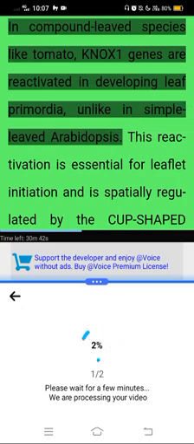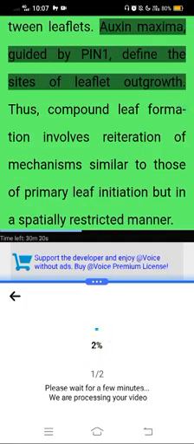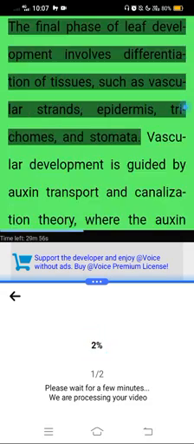In compound leaf species like tomato, KNOX1 genes are reactivated in developing leaf primordia, unlike in simple-leaf Arabidopsis. This reactivation is essential for leaflet initiation and is spatially regulated by the CUP-SHAPED COTYLEDON, CUC, genes, which define boundaries between leaflets. Auxin maxima, guided by PIN1, define the sites of leaflet outgrowth. Thus, compound leaf formation involves reiteration of mechanisms similar to those of primary leaf initiation but in a spatially restricted manner. The final phase of leaf development involves differentiation of tissues, such as vascular strands, epidermis, trichomes, and stomata.